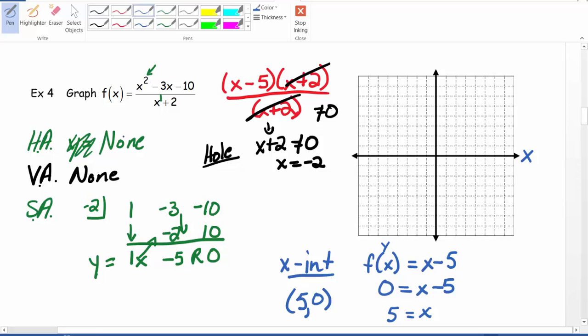We have no horizontal asymptote to graph. We have no vertical asymptote to graph. We do have a slant asymptote. So here it is, y equals 1x minus 5. So it looks like we have a y-intercept of -5, and then a slope of 1.